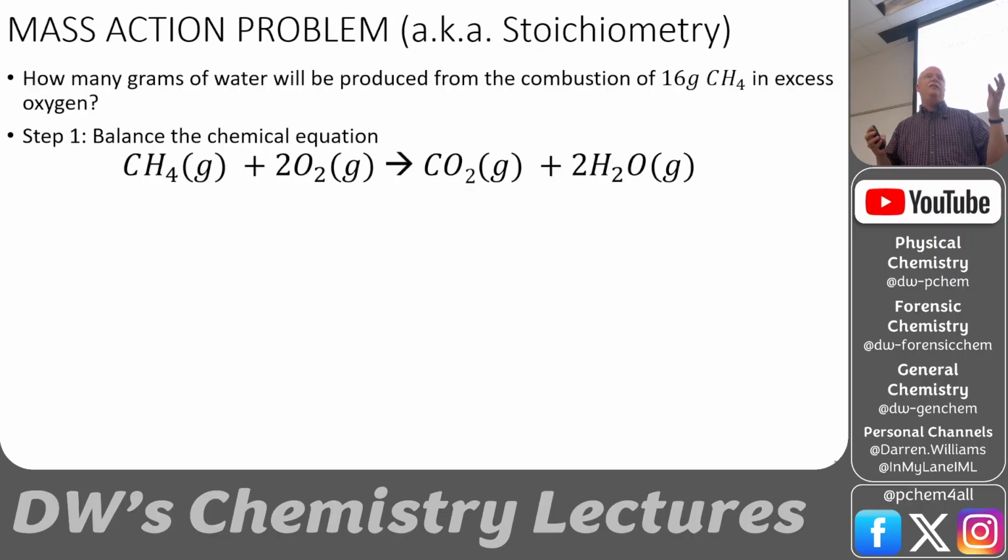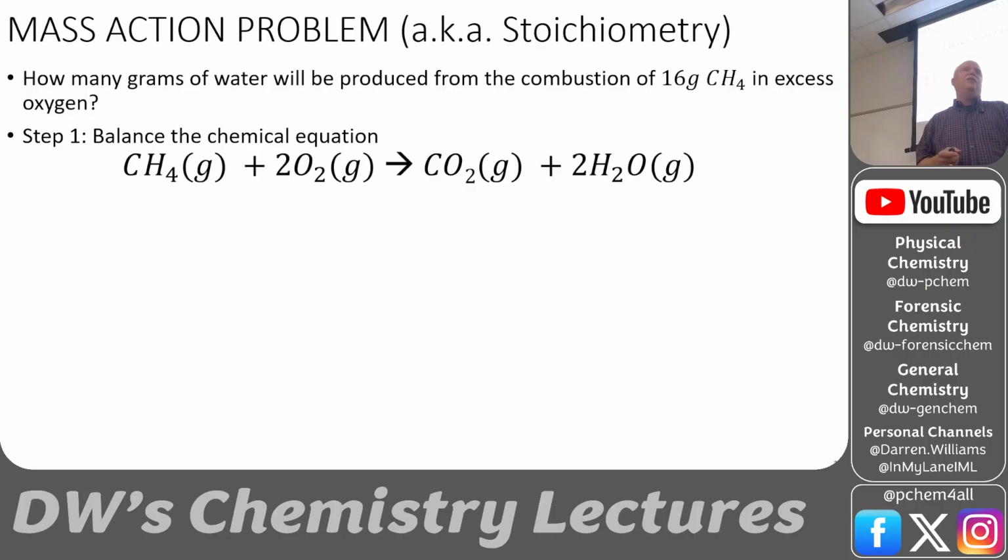It is a limiting reactant problem, but we're told that the limiting reactant is methane. It's saying you have excess oxygen. So you're going to run out of methane, and then the reaction will be over. And so what's the maximum amount of water that can be produced? We're calculating the theoretical yield of the water.